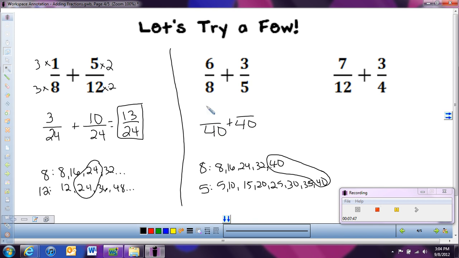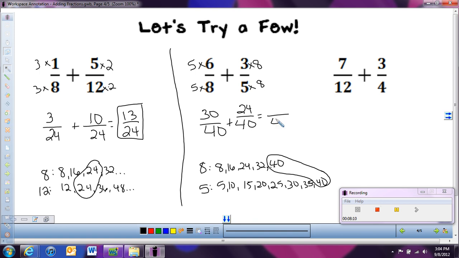So to go from 8 to 40, we're going to times by 5. Whatever we do to the bottom, we do to the top, and 6 times 5 is 30. And we'll do the same thing over here. To get from 5 to 40, we're going to times by 8, and 3 times 8 is 24. Now we can add them together.